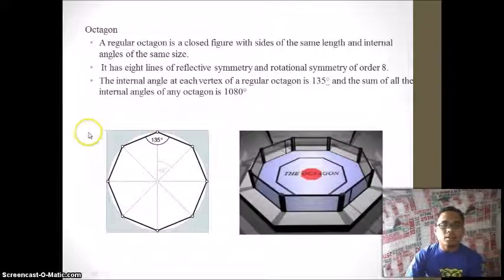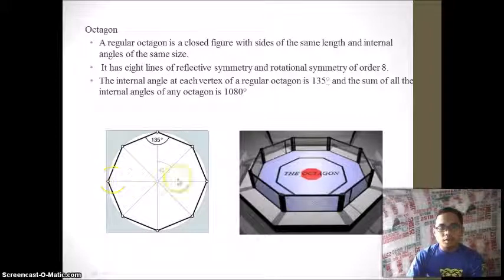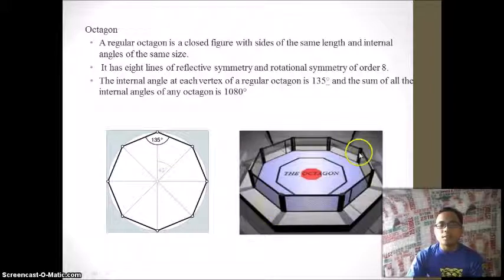Next is the octagon. A regular octagon is a closed figure with sides of similar length and internal angles of the same size. It has eight sides, and each angle is 135 degrees. The sum of all the angles of an octagon is 1080 degrees. On the left, the MMA ring uses an octagon shape, where they fight inside the ring.